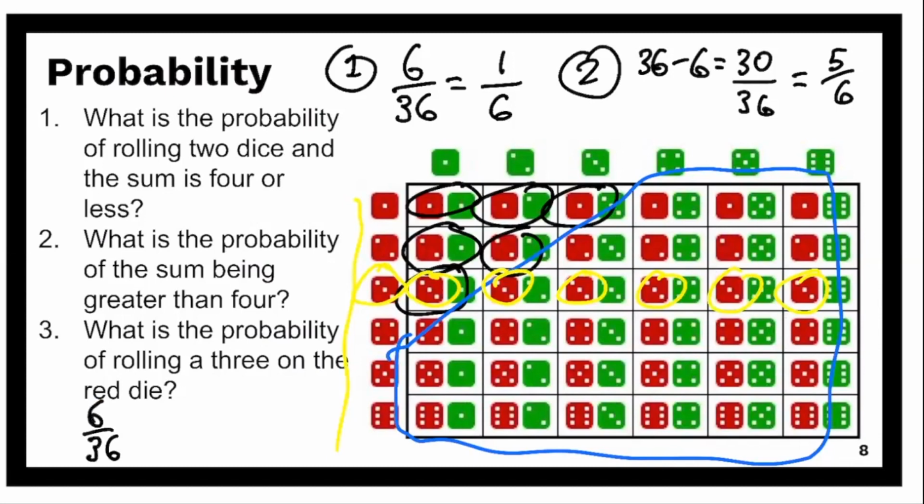We could also just count on the left side. We have 1 over here out of 1, 2, 3, 4, 5, 6, so 1 out of 6. So for all of these, we can add up the number of outcomes in our event and divide it by the total number of outcomes.